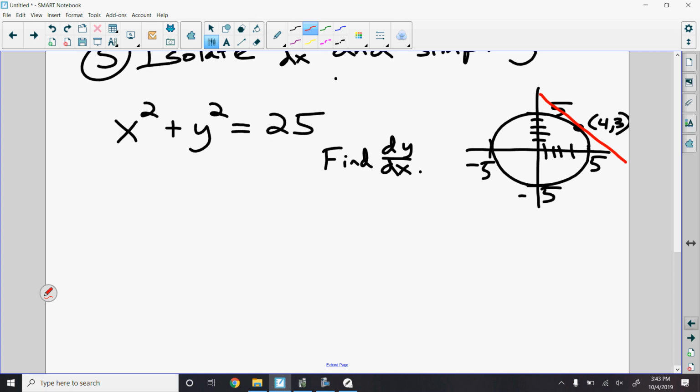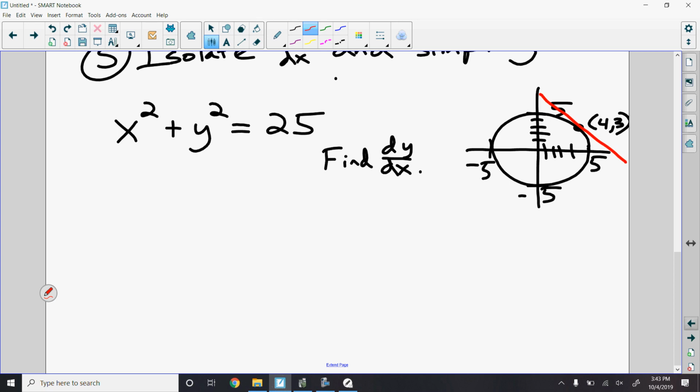I'm also going to talk about the notation we use for plugging a point into dy/dx. We're used to seeing that with f prime, right? f prime of 3 means evaluate the derivative at 3. But how do we use that notation for dy/dx? We'll take a look at that too. But first, we need to get an equation for dy/dx.